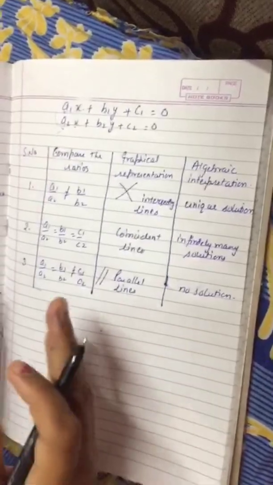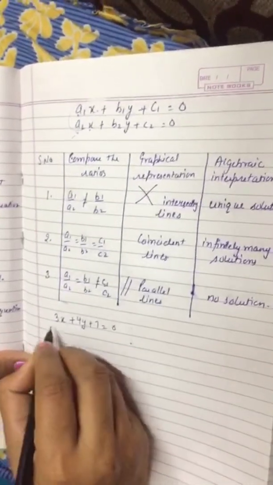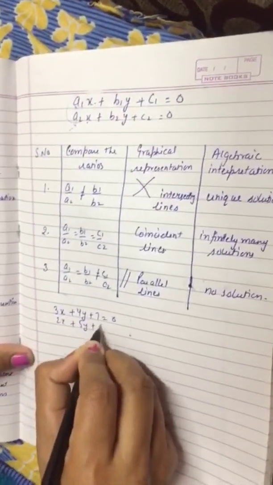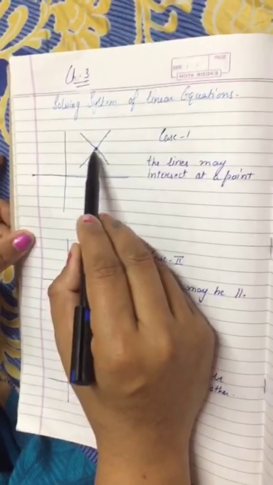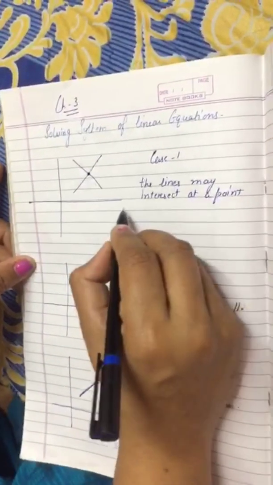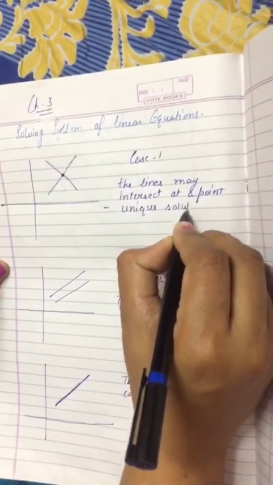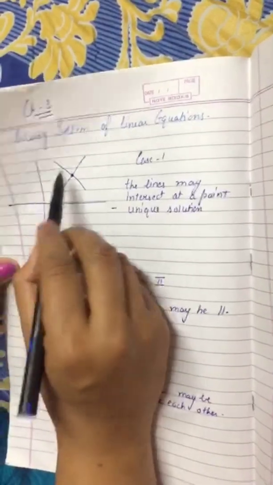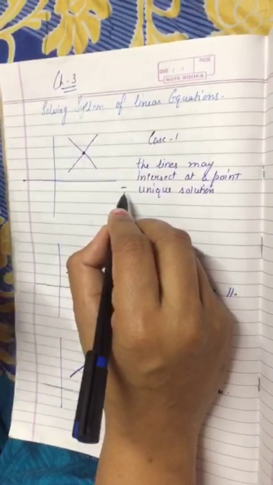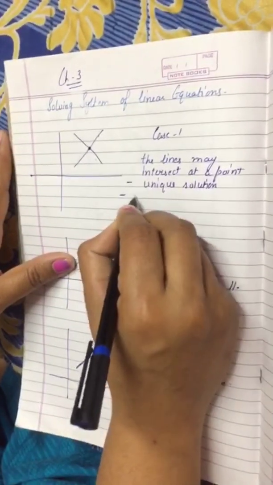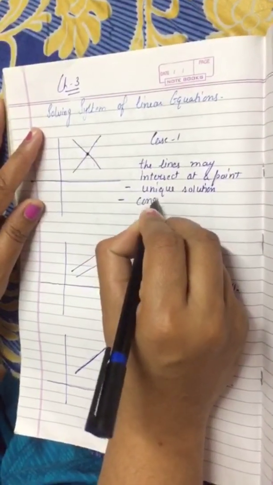Now I am going to compare some equations, for example 3x plus 4y plus 7 equals 0 and 2x plus 5y plus 6 equals 0. I will discuss the first case here. How many solutions are there? There is only one solution, a unique solution, meaning these two lines have one solution only. If there is a unique solution, these represent a consistent pair of equations.